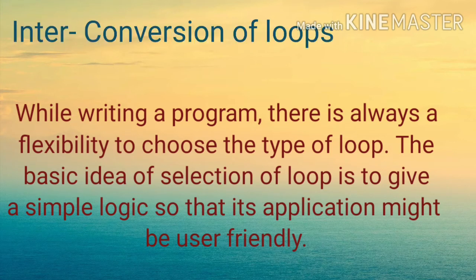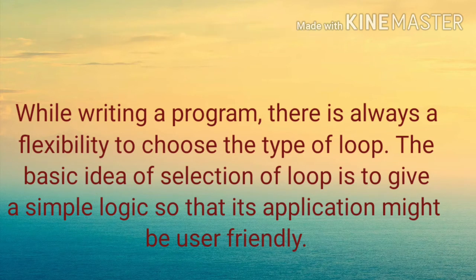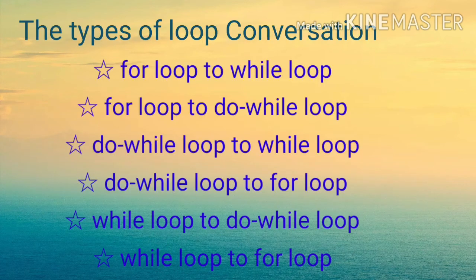The logic should be very simple so that it will be very easy for the user to use. Because of that, many times it is needed to convert from one form of repetition structure to another form, as per our convenience. So from one type of loop to another type of loop, it is needed to convert so that the model of the program logic is very convenient. Let's see the different ways of conversion. So we can see the types of loop conversion.